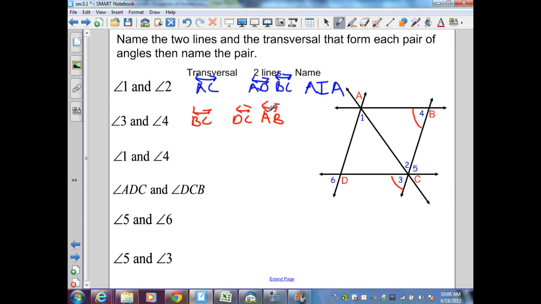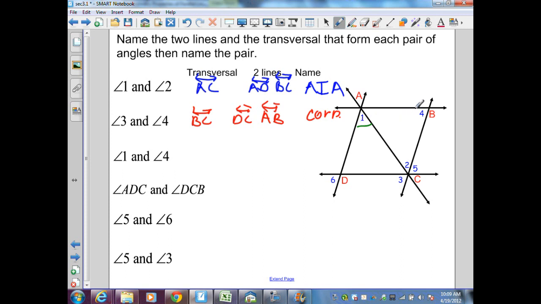Now we want to identify the special pair of angles. We have angle 3 and 4 on the same side of the transversal. One angle is between my 2 lines. One is outside my 2 lines. Therefore, these are corresponding angles.